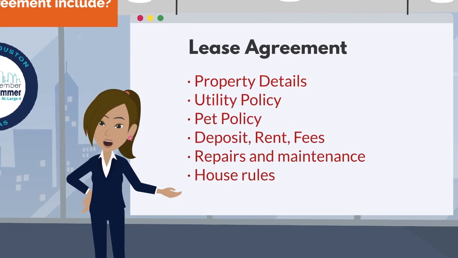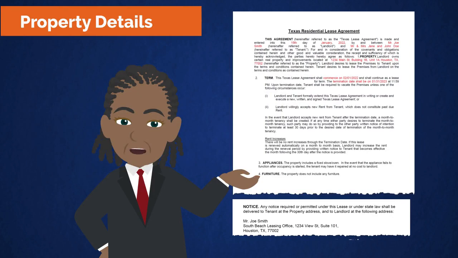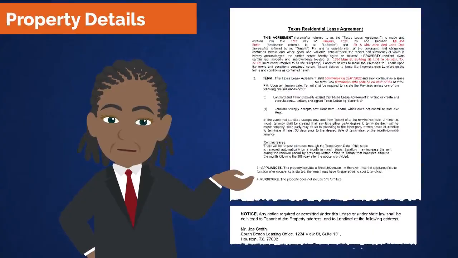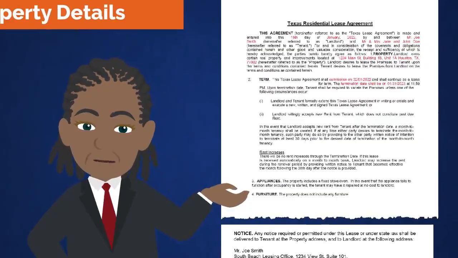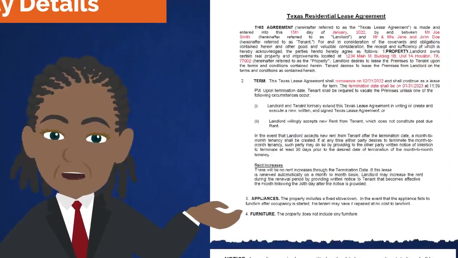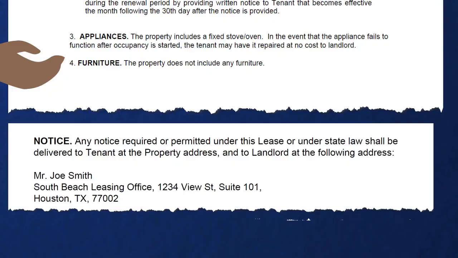The lease should include the physical address of the apartment and your specific unit number, date the lease was signed, beginning and end of the rental period, options for renewal, policies for rent increases. Pay special attention to this: complete list of appliances in the unit, complete list of any furniture in the unit, and the landlord's name and contact number to send them any notices.